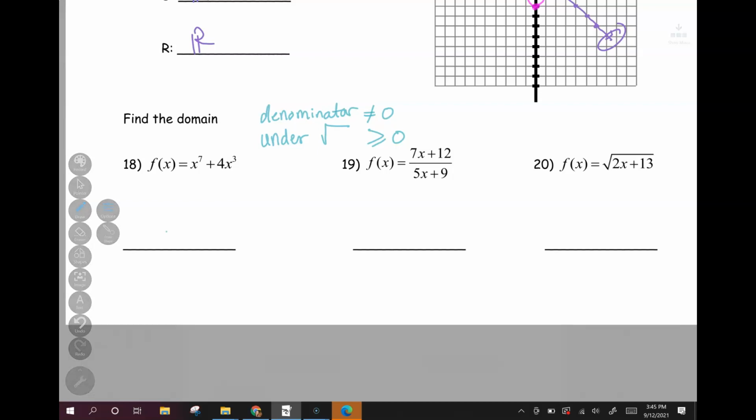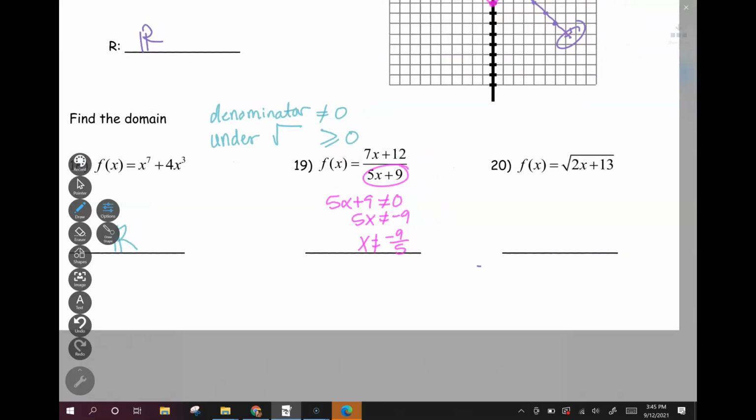So number 18, I don't see a fraction and I don't see a square root, so it's automatically all real numbers. I can plug anything in for x. Number 19, I've got a fraction, so the denominator cannot equal 0. Subtract 9, divide by 5, and that's the answer. X cannot equal -9/5.